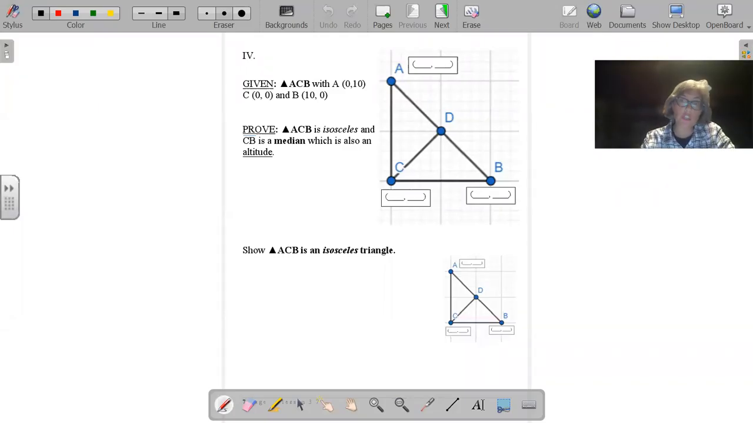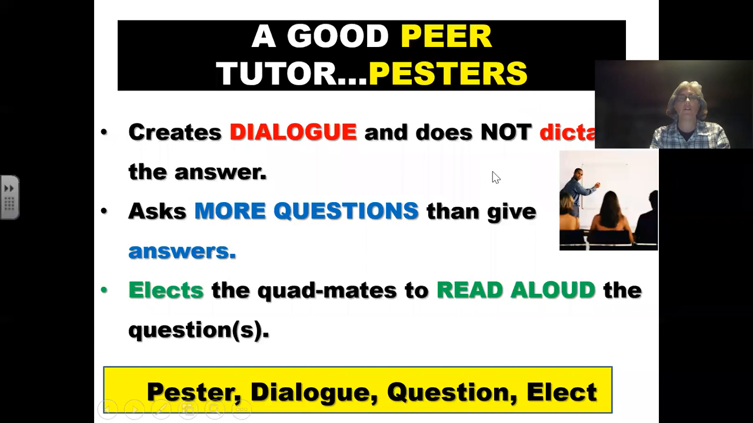Students, this is Peer Teach problem number 4. Keep in mind as you're presenting this problem, as a good peer tutor, your job is to create dialogue, not simply dictate. You're supposed to ask more questions than simply give answers. You need to elect your quad mates to read the problem out loud by name. So your job is to pester, dialogue, ask questions, and elect.